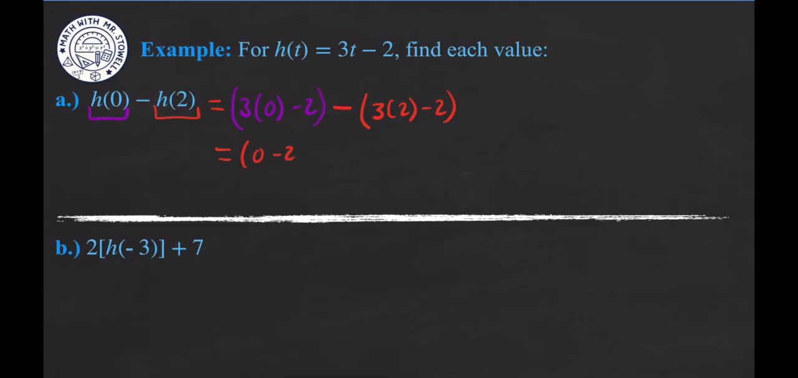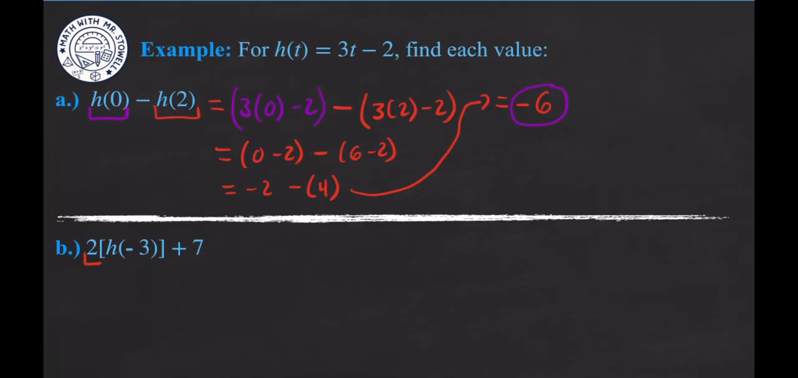3 times 0 is 0. So we have 0 minus 2 minus 6 minus 2. Just simplifying it down, this would give us negative 2 minus 6 minus 2 gives us 4. Negative 2 minus 4 is going to give us a grand total of negative 6. So evaluating h of 0 minus h of 2 gives us the grand total of negative 6.